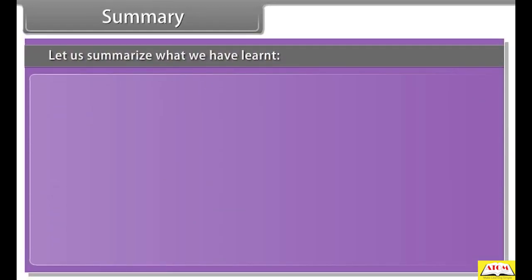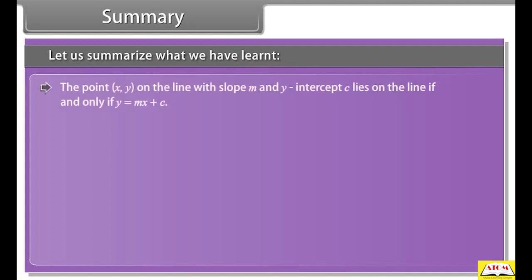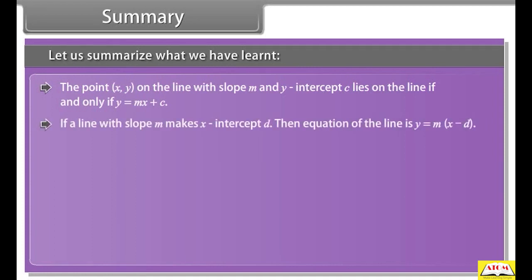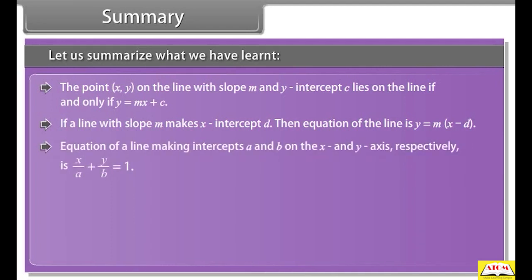Summary. Let us summarize what we have learned. The point (x, y) on the line with slope m and y-intercept c lies on the line if and only if y is equal to mx plus c. If a line with slope m makes x-intercept d, then the equation of the line is y is equal to m into (x minus d). Equation of a line making intercepts a and b on the x-axis and y-axis respectively is x upon a plus y upon b is equal to 1.